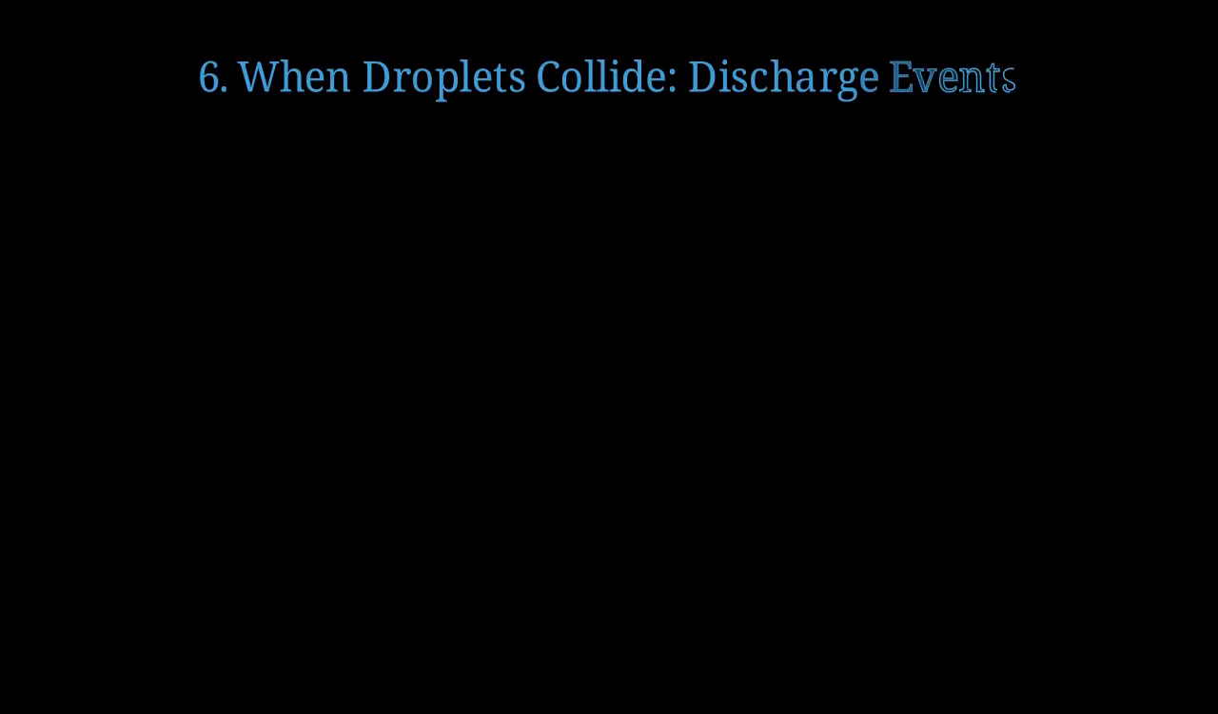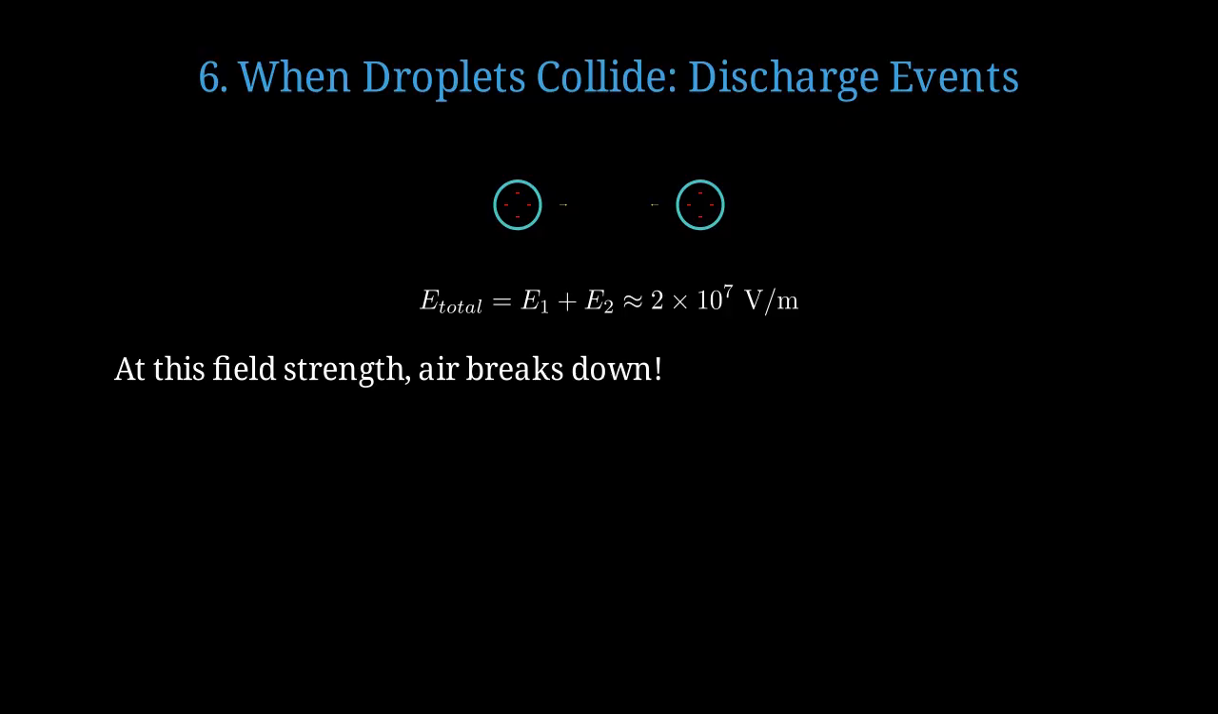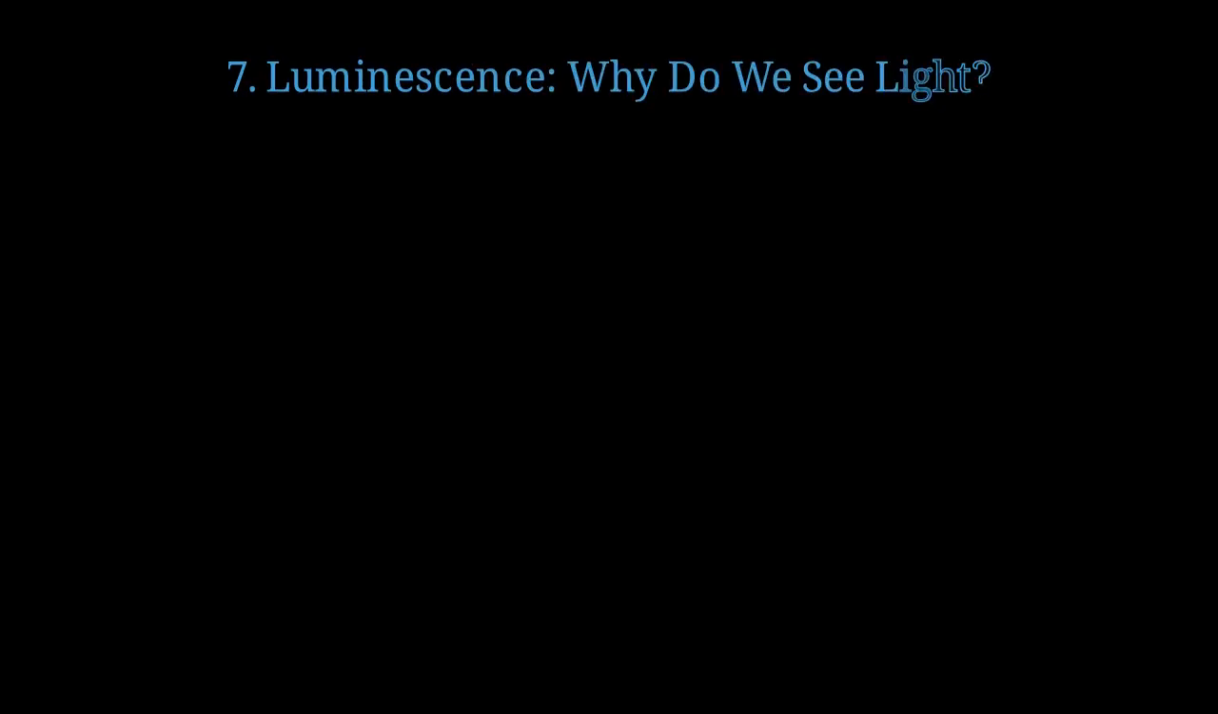The real magic happens when charged droplets collide or come very close together. When two negatively charged droplets approach each other, their electric fields add up. The total electric field between them can reach 20 million volts per meter or more. At these extreme field strengths, even air molecules break down and ionize, allowing current to flow. This creates a tiny electrical discharge, a microscopic lightning bolt bridging the gap between droplets. These electrical discharges produce visible light, creating the luminescence we can observe.